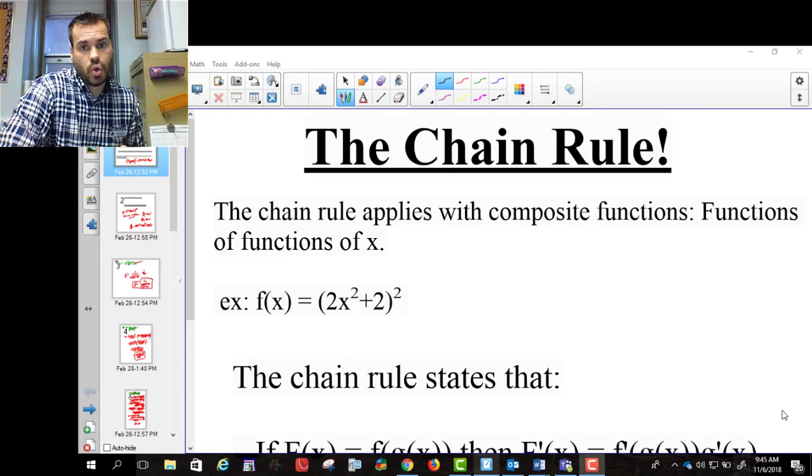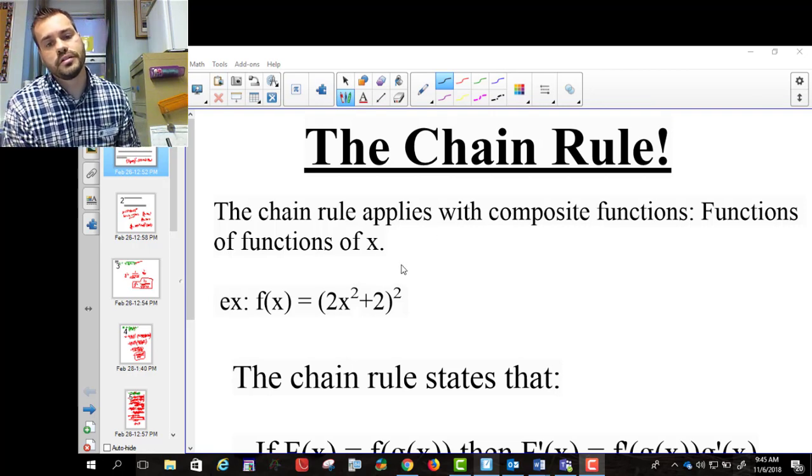The chain rule. Sorry, we're going to talk about the chain rule. So you've got the quotient rule and the product rule down now. The last rule that we're going to talk about is the chain rule, and the chain rule is going to deal with composite functions. It means functions of functions.